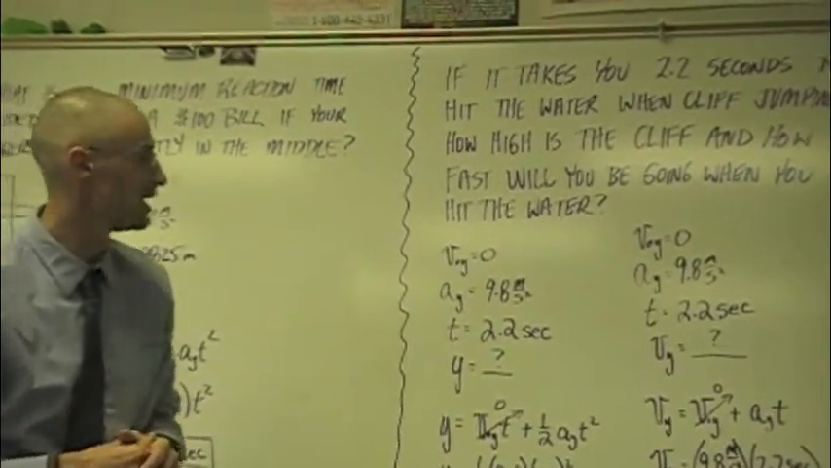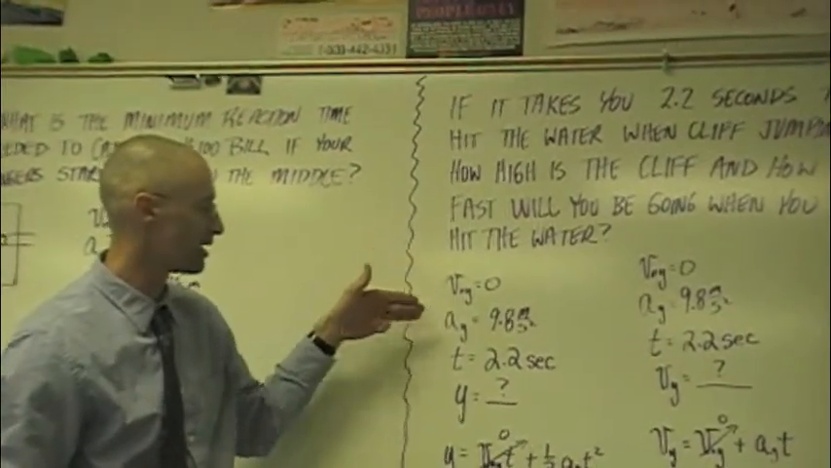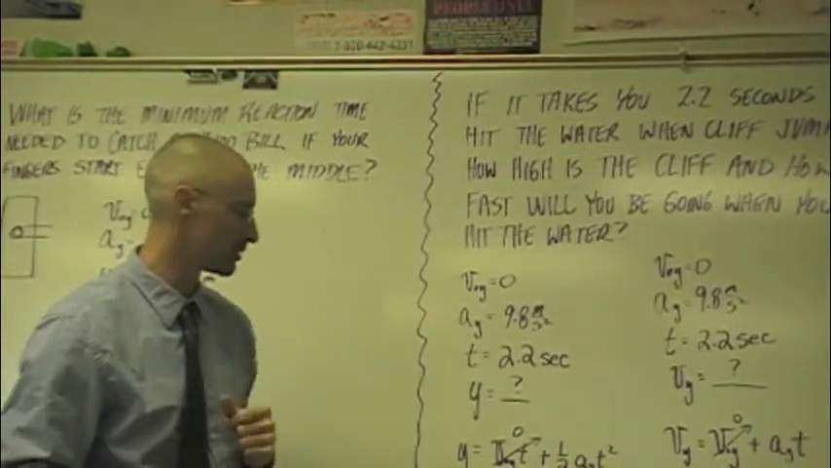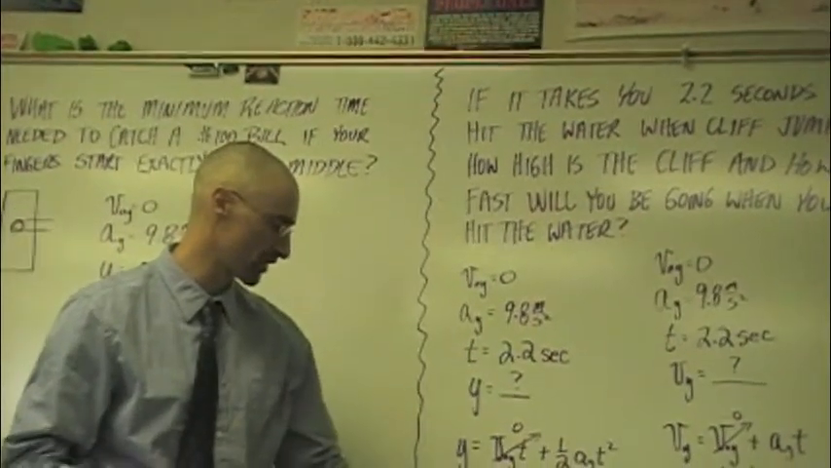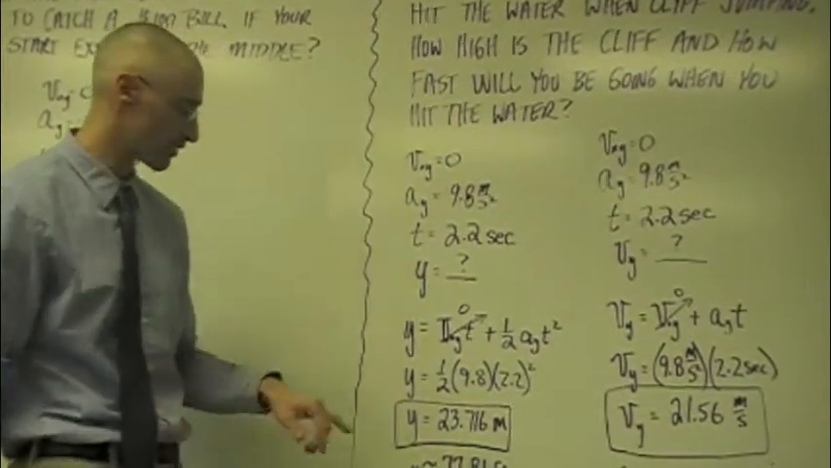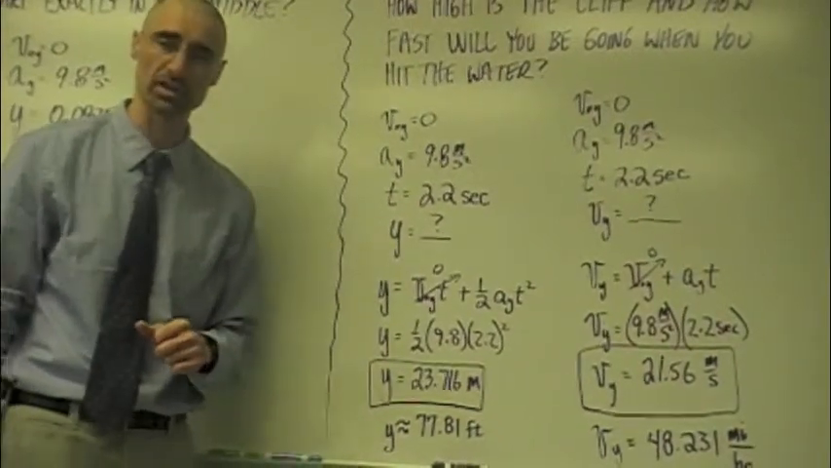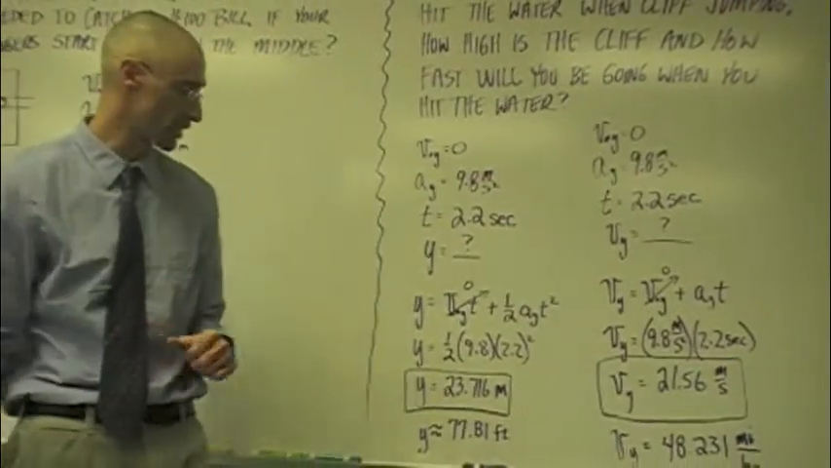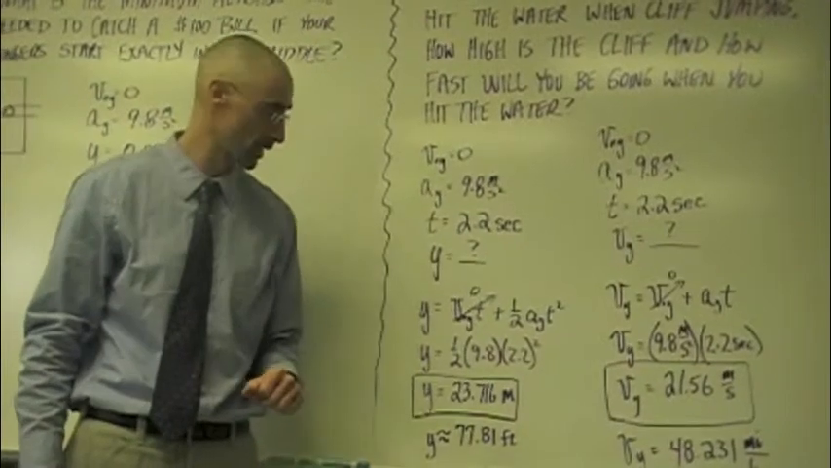So let's look here, guys. To solve the first one, how high is the cliff? We know v naught y is 0, a y is 9.8, made positive again. We know the time is 2.2, so we plug into that same equation, and we come up with a distance of about 23.716 meters, which, if we convert to feet, is about 77.81 feet. That's a pretty substantial cliff to jump off of. Let's put it this way: you wouldn't want a belly flop on that one. That would hurt.